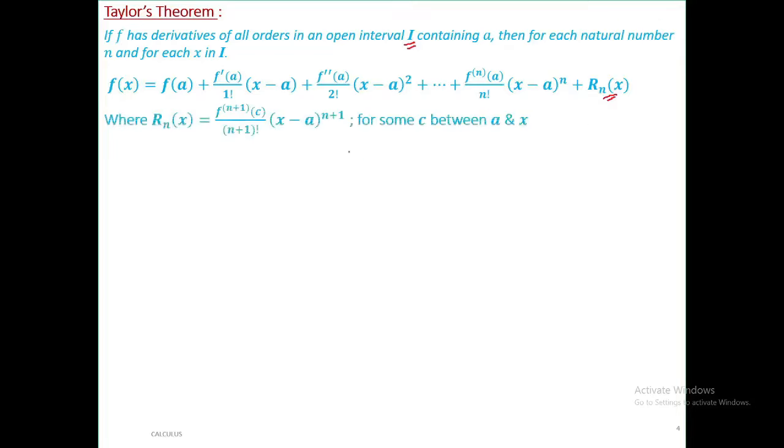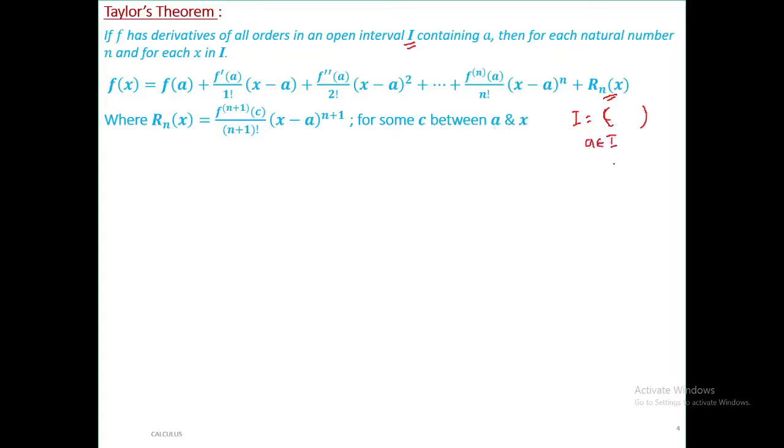Where Rn of x is defined as the n plus 1th derivative at C by n plus 1 factorial. See, all these derivatives are at A, but this one, the n plus 1 derivative, is at C. Such C should exist between A and x. What is I? I is some open interval, and A should belong to that I. Now what is C? C is between A and x.